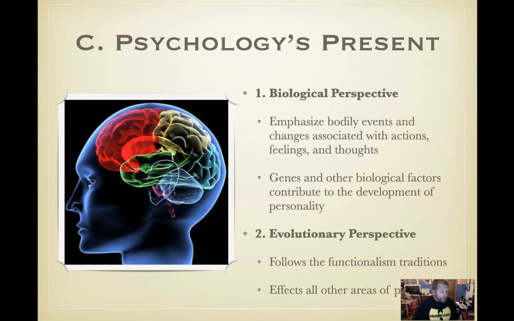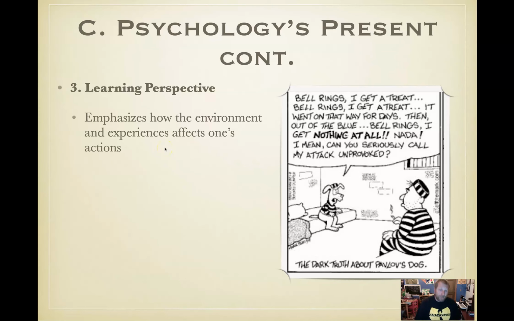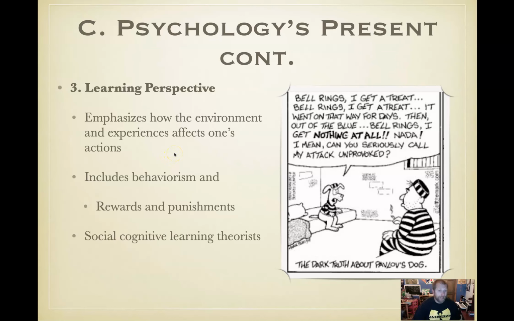It affects all other areas of psychology. Then you get Pavlov and his dog and all that stuff. So you get the learning perspective, which emphasizes how the environment and experiences shaped your actions, shaped who you are. The learning or behavior perspective, they kind of reject what goes on in the mind because you can't prove it. They claim they're the true science of psychology because they can observe behavior. They can take data on behavior. It includes behaviorism, rewards, punishments, conditioning, reinforcements, all that good stuff.